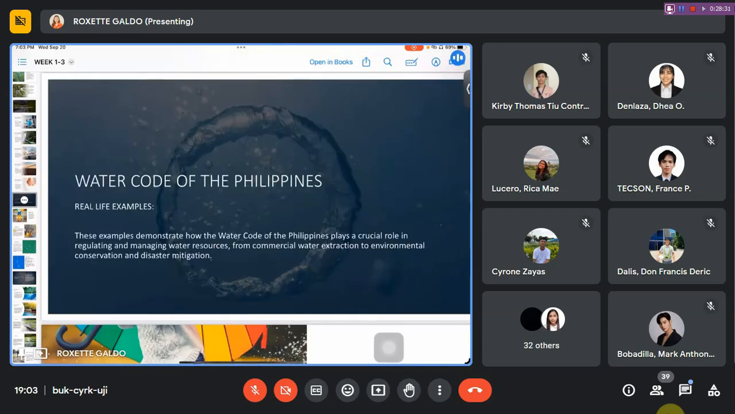So these examples demonstrate how the Water Code in the Philippines plays a crucial role in regulating and managing water resources, from commercial water extraction to environmental conservation and disaster mitigation. So those were about the Water Code of the Philippines. Do you have any questions regarding that before we proceed?